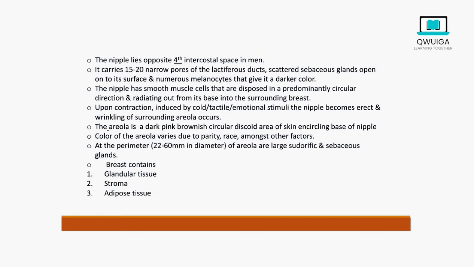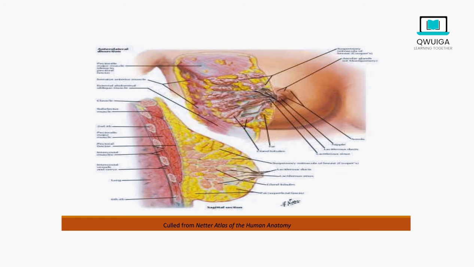Now we have spoken extensively about the breast. Let's look at an image of how the breast looks. So we said the breast lies on the pectoralis major. This muscle here is the pectoralis major, the muscle upon which the breast, this structure, lies.